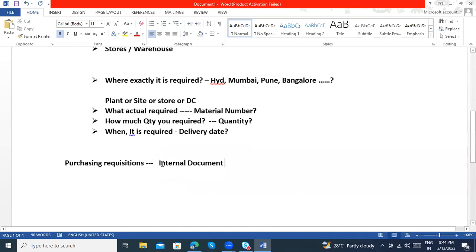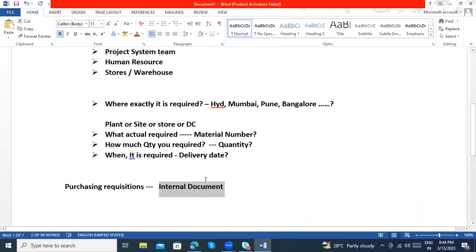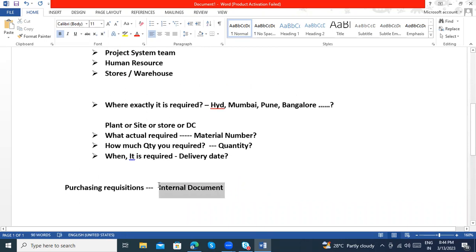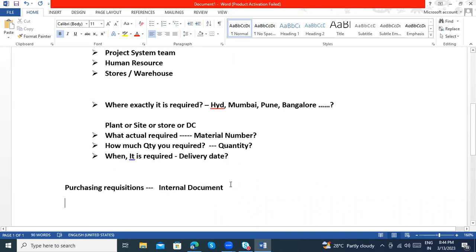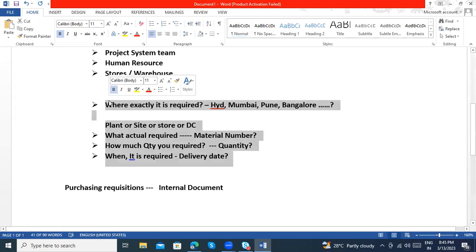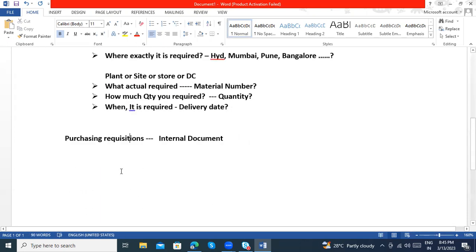Remember that this is an internal document. Why are we calling it an internal document? Because we are not sending these details to vendors or clients. This is an internal discussion document, and we never share it with any of the vendors. That's the reason it is not necessary, not mandatory, to discuss the vendor here. Clear? Yes, sir. That's why we call it a purchase requisition.